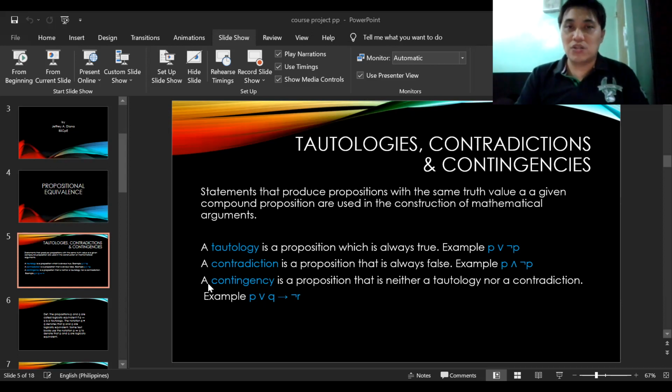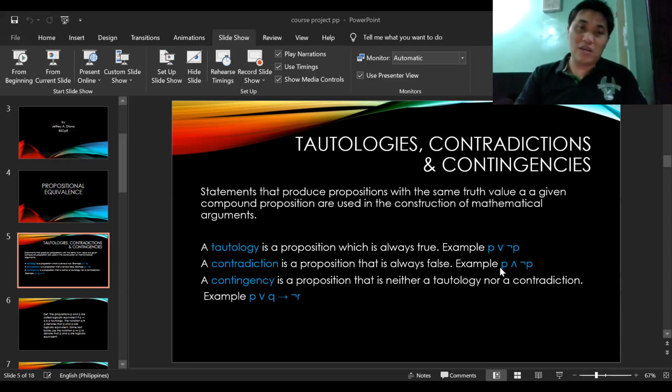Next is contradiction. The definition of contradiction: a contradiction is a proposition that is always false. For example, P and negation of P. This is always false. If the statement is true and false, this is always false, except if the statements are both true, then the result is also true.